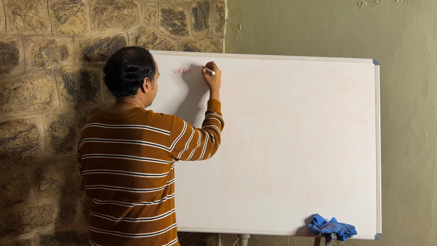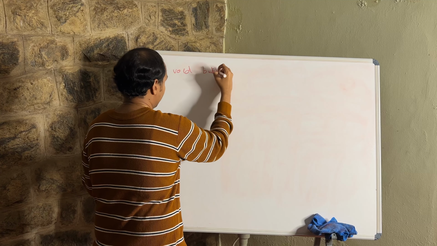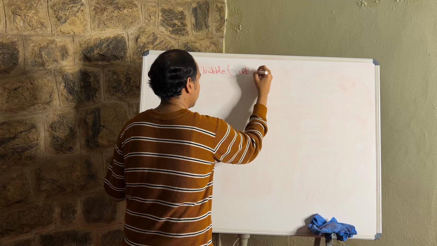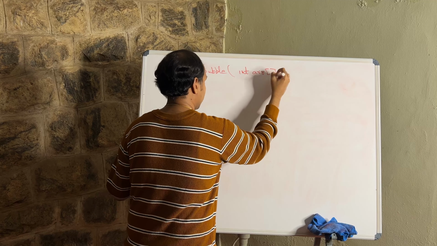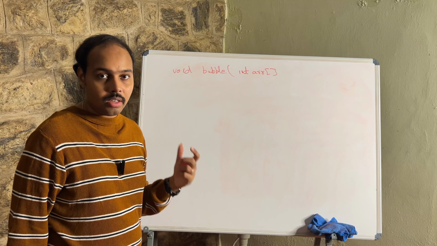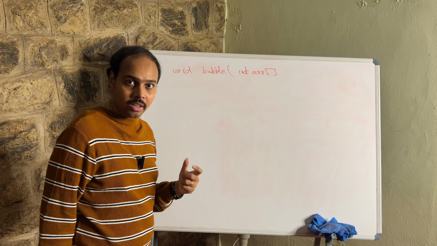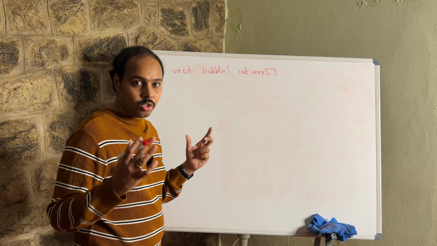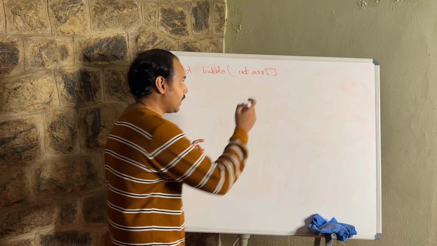Void bubble sort, int array. If you are using C, you might need to pass in the length of the array. If you are using other languages, you can get it from arr itself. To be consistent, I am using the length also.